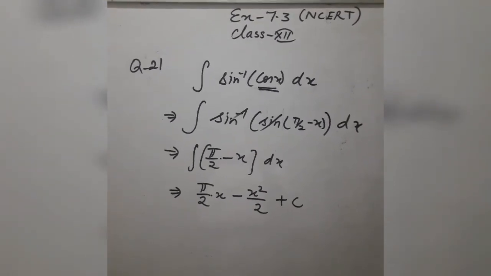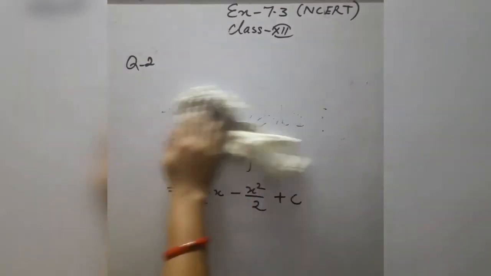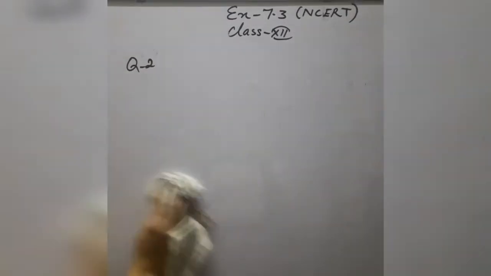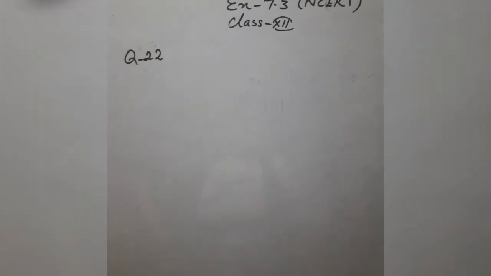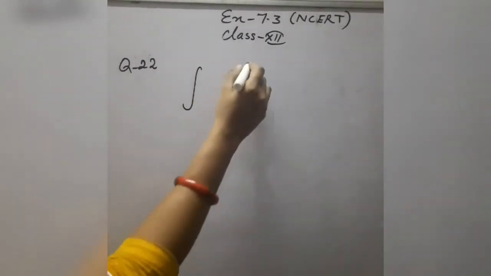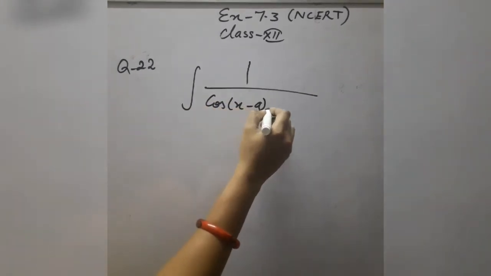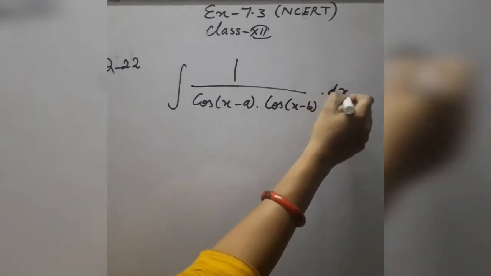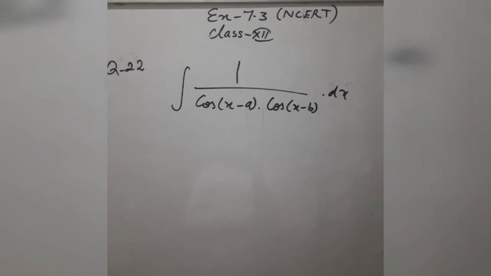Next, 22nd sum. The 22nd sum is the most important sum of this exercise. Listen very carefully, I am explaining the 22nd sum. This is the last sum of this exercise, the remaining sums you will do yourself. In question number 22, the statement is: find the integration of 1 by cos of x minus a into cos of x minus b. These terms are written in the denominator. Listen very carefully to this sum.